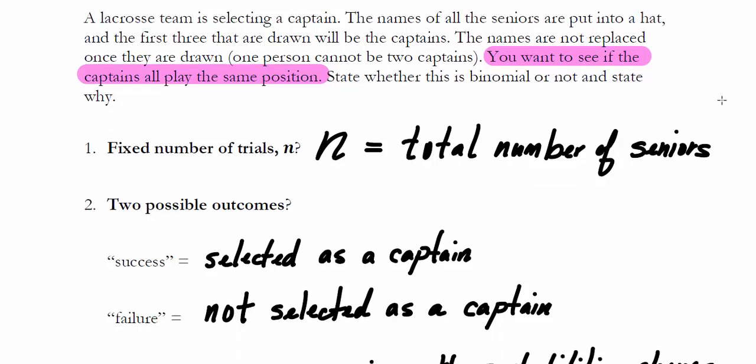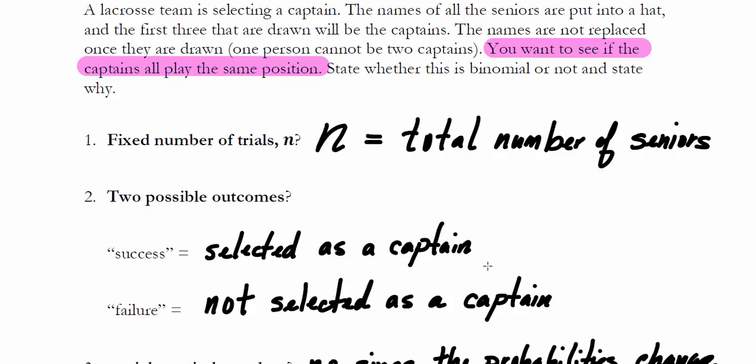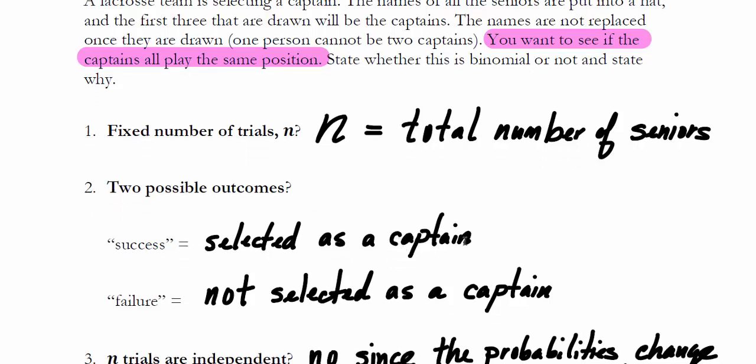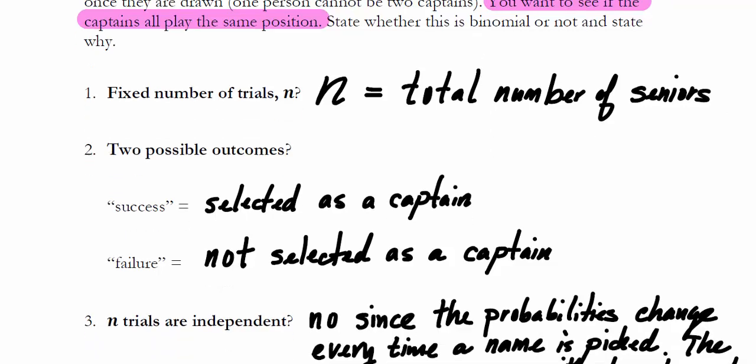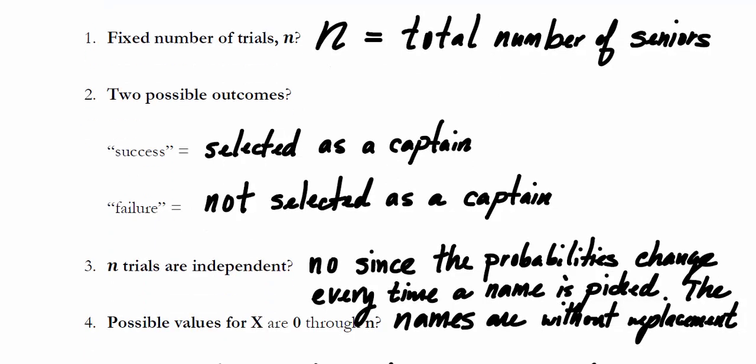So n would be the total number of seniors in this case. Success, I guess, would be selected captain or not selected captain. However, the probabilities associated with that are definitely different. Your probabilities of being a captain or not a captain vary because they're without replacement. Once a name is picked and drawn, it is not replaced, so the probabilities do change over time as the names are picked from the hat.